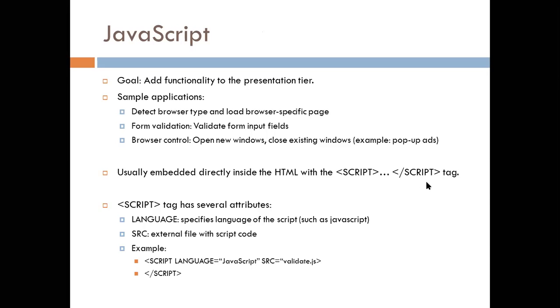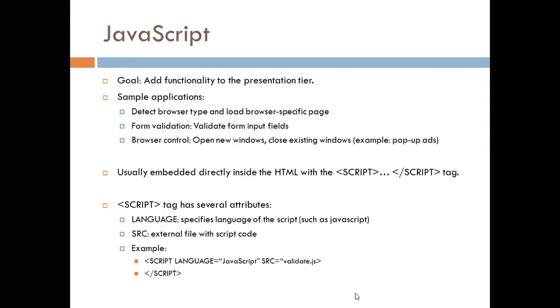So the script tag has many attributes. It indicates the language in which the script is written and the source of the script. Source means we can write a separate file to hold the JavaScript, or we can write it as part of the HTML file itself. So source is used when we are putting the JavaScript in another file.